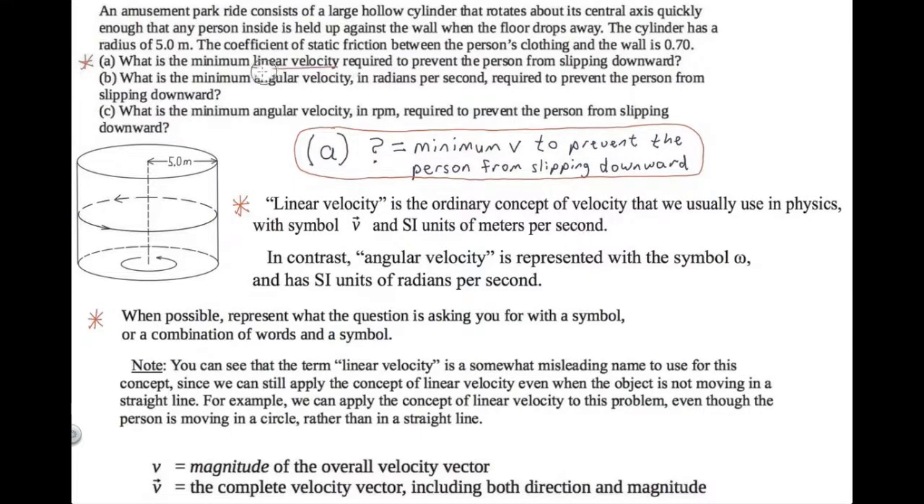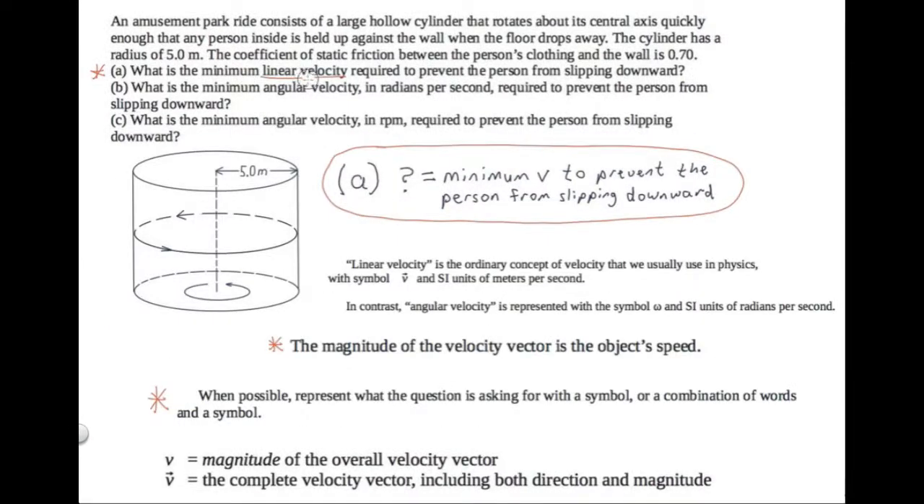We use the term linear velocity to distinguish this concept from the concept of angular velocity, which is mentioned in parts B and C of the problem. Angular velocity is represented with the symbol omega and has SI units of radians per second. Now, in this context, part A is probably best interpreted as really asking us for the magnitude of the velocity. The magnitude of the velocity represents the object's speed. We can represent the magnitude of the velocity with the symbol lowercase v written without an arrow on top.